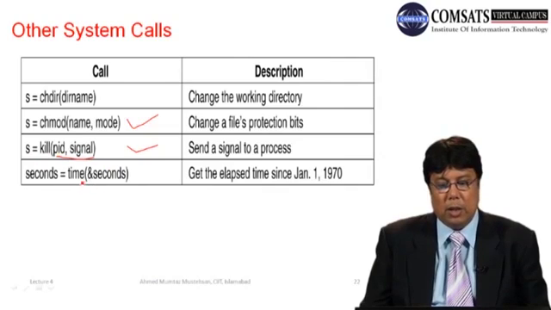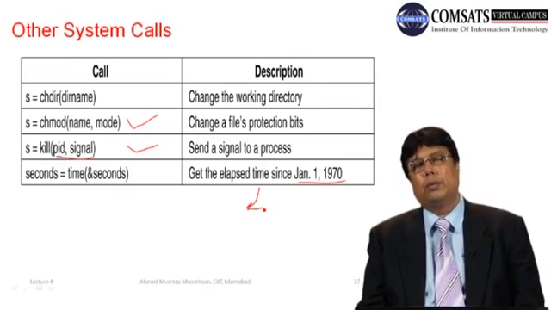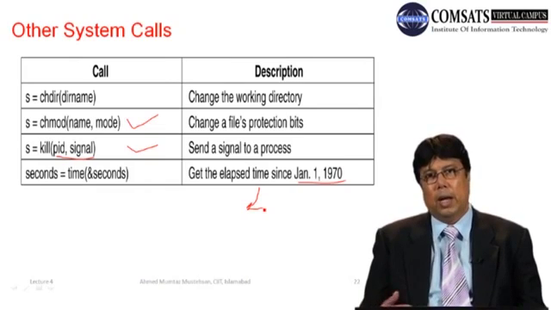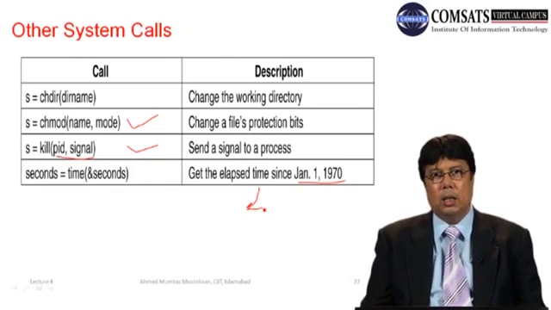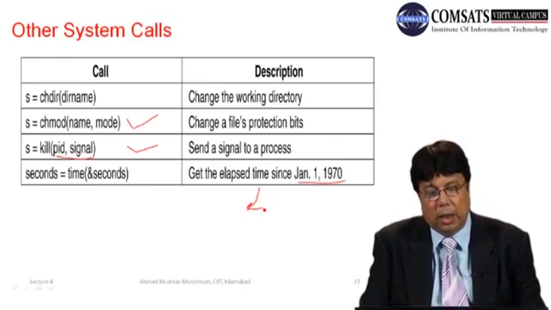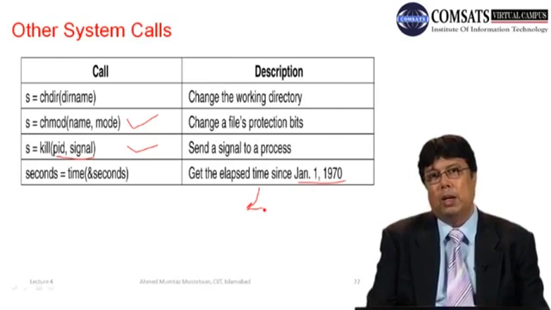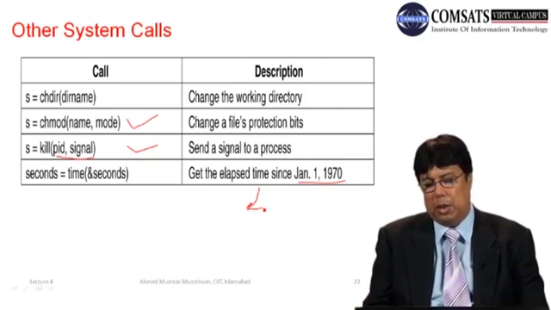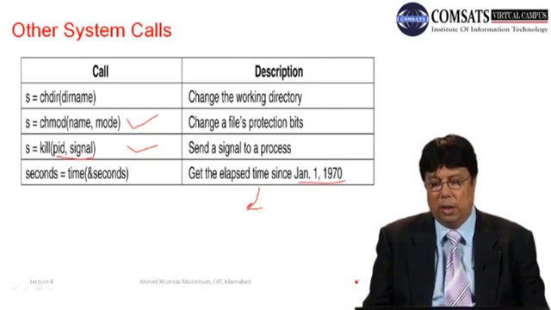Seconds is equal to time, address in seconds. If you want to find out the total time since 1st January 1970 in terms of seconds. Why in seconds? Because then you can easily convert it from seconds in terms of hours, days, months, years. So you can convert it. Basically this is something that is kept and maintained by the system and its time is provided to the end user for a number of purposes that the user might be interested in.